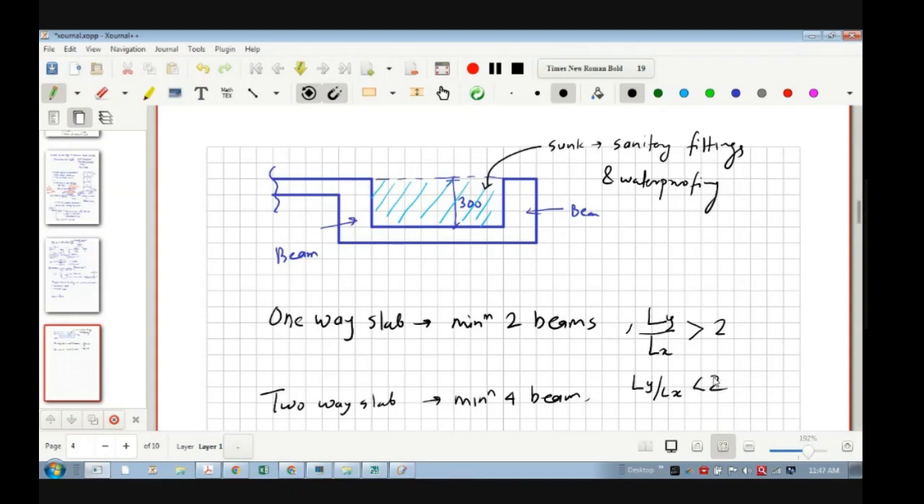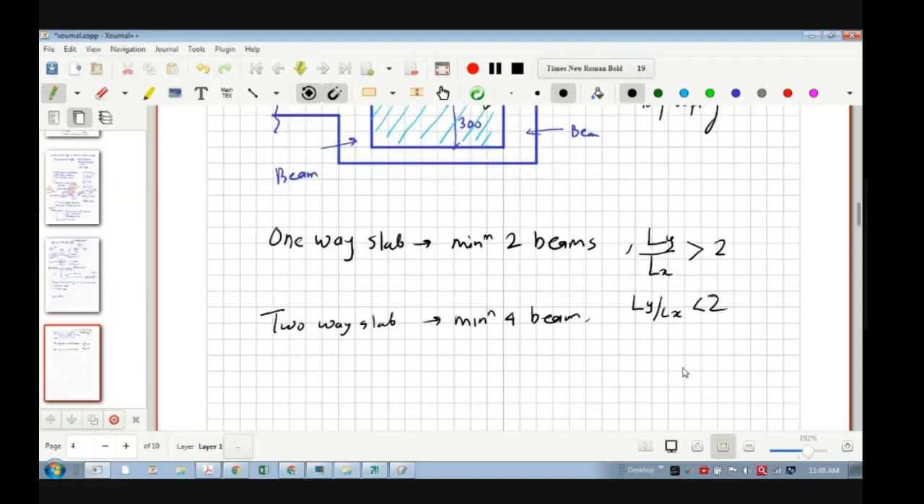I ask you one question. If Ly by Lx is exactly 2, what will you do? Provide a two-way slab. Sir, it is better to have the two-way choice. Two-way will be the better choice always. Yes.